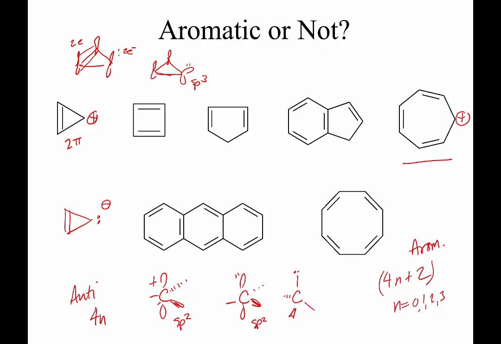It could do the same thing, depending on its hybridization. So if it has a choice between sp2 and sp3, if it chooses sp2, that pair of electrons has to become part of the system. If that leads to it being aromatic, it's going to do that. If that leads to it becoming 4n, anti-aromatic, it's not going to do that. It's just going to stay sp3.